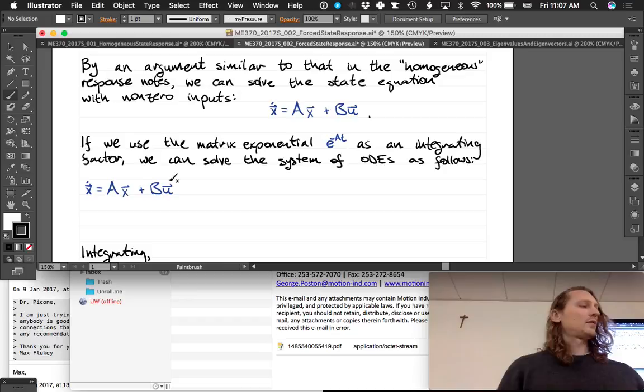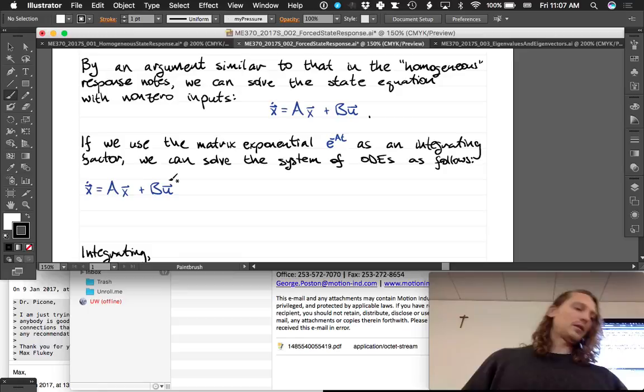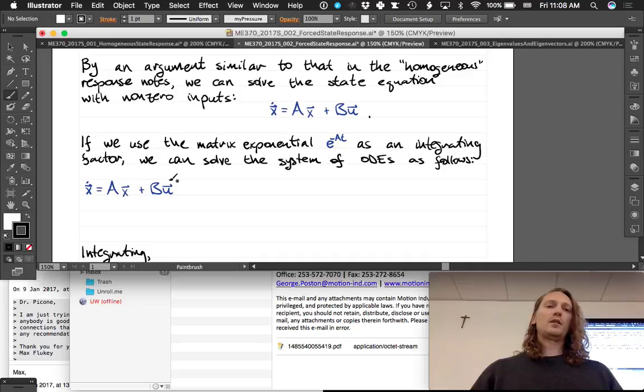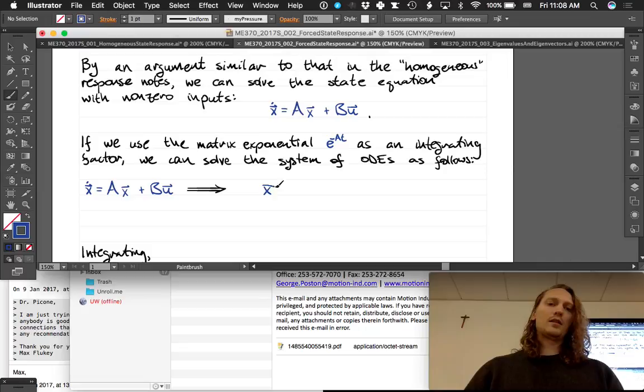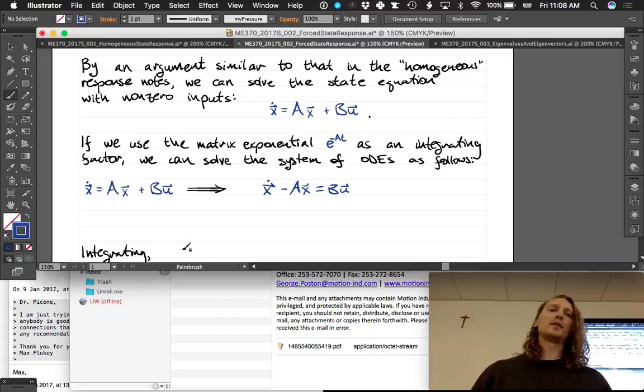So, we gotta solve, I guess I should plug this in too. We gotta solve our state equation, x dot equals Ax plus Bu, for x, right? But there's a derivative, so it's a differential equation we have to solve. Now, if we rearrange this, we can write that x dot minus Ax equals Bu, right? We just subtracted the Ax term over.